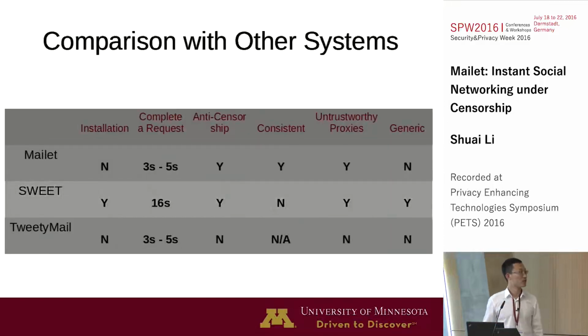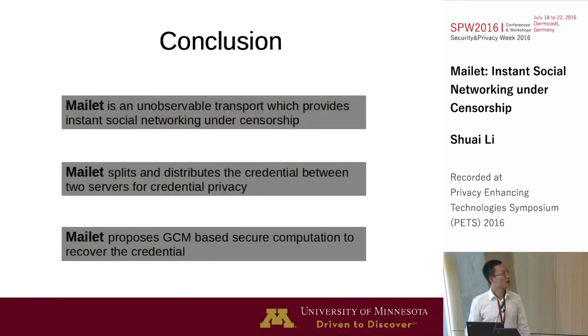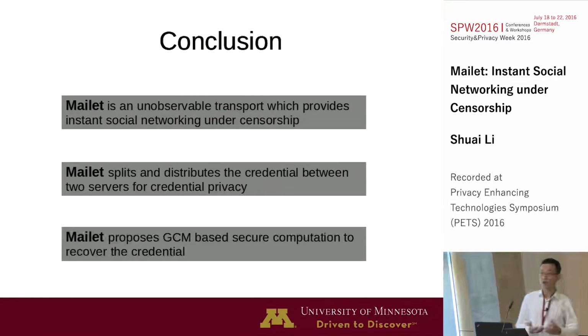So this is a comparison with our other system. If you are interested, you can read the paper. So this is the conclusion. We propose an anti-censorship system, and you can send tweets through emails, and you don't have to trust our mailing service.